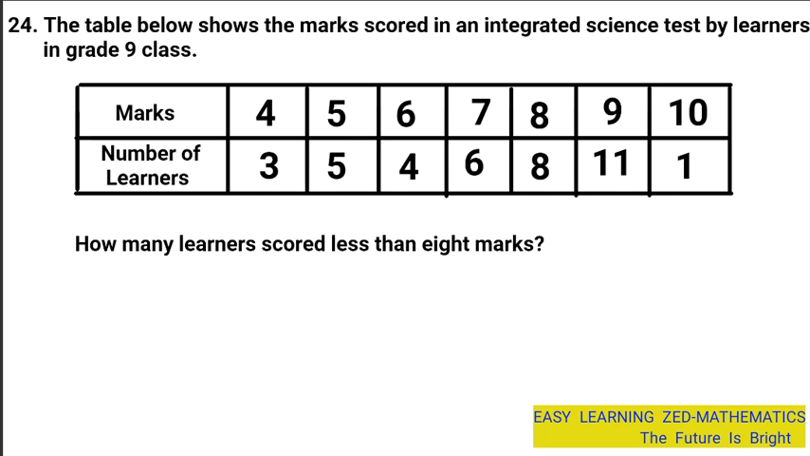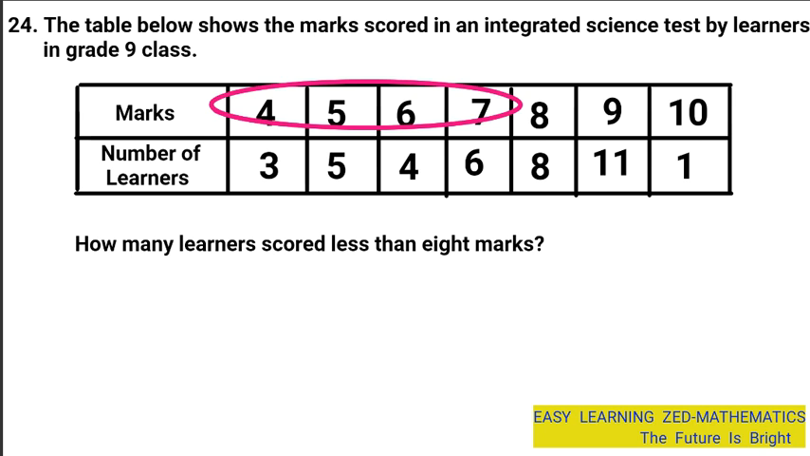Then let's come to the question. The question is, how many learners scored less than 8 marks? Okay, so they're asking us to find the number of learners who scored less than 8 marks. What is important is, first we need to identify the marks that are less than 8. The marks that are less than 8 are these, the ones I've circled in pink. That is 4, 5, 6, 7. These are the marks that are less than 8.